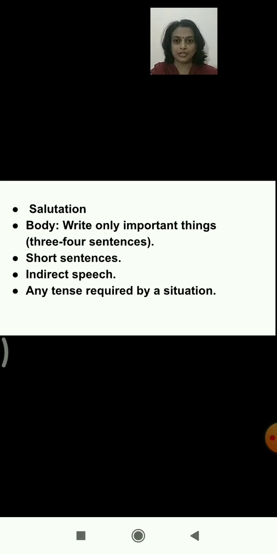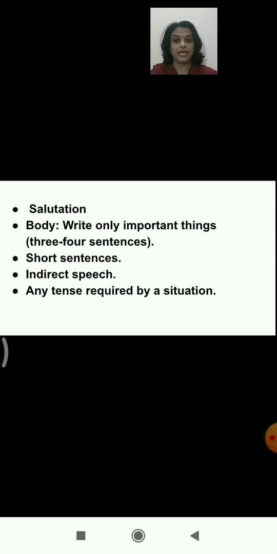Then the salutation. That means to whom you are writing the message. That is also important. Otherwise, how will the person who is receiving know for whom it is written? So you will write that person's name, or you will be referring to that person. If you do not write the salutation, the receiver will not understand exactly whom this message is for. So for that purpose, you are supposed to write the salutation.